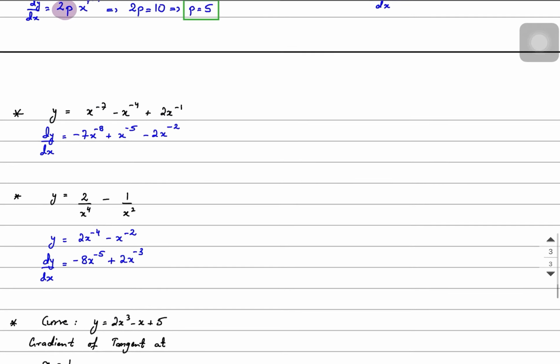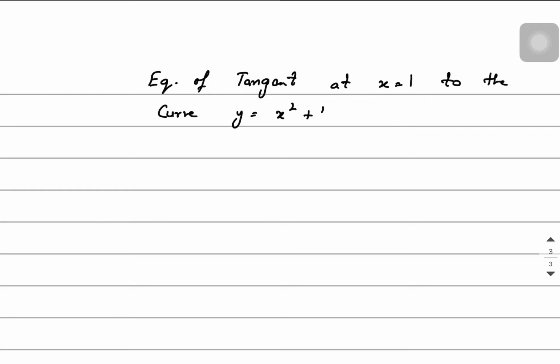Okay. So let's say my question is the equation of tangent at x equals to 1 to the curve y equals x square plus 4x. So for the equation of tangent, the equation of tangent is basically y equals mx plus c. We can have multiple methods to find out the equation. So let's say y equals mx plus c.